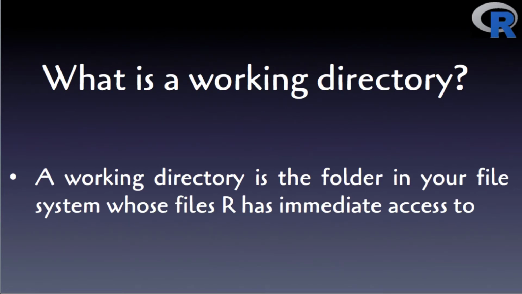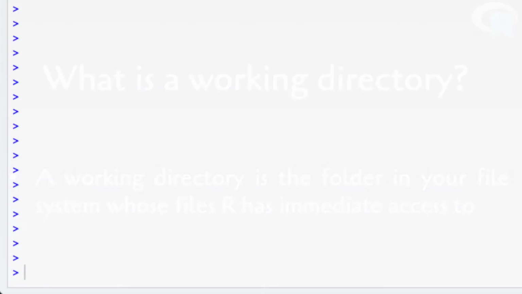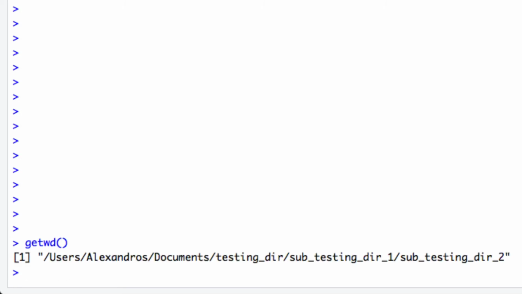Let's head to the RStudio console and find that out. In R, you can find the current working directory with the getwd function. The returned output is a string that shows the actual folder in the file system whose files R has immediate access to. The current working directory, as you can see, is the sub_testing_dir2 folder. So the returned output is actually an absolute path.